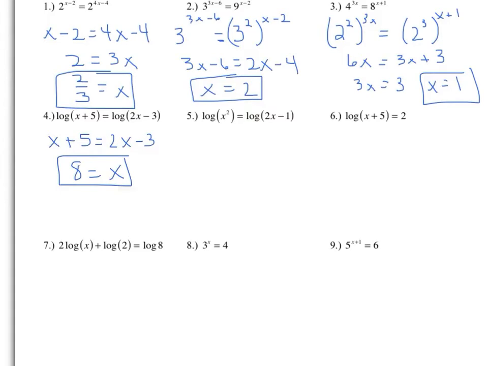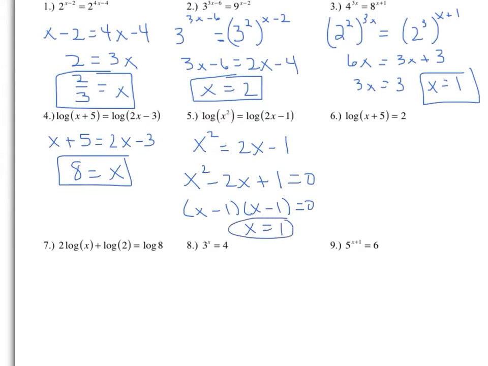For number 5, pretty similar. They both have a log base 10, so it'll be x squared equals 2x minus 1. Now this one is quadratic, so we're going to go ahead and subtract everything over, add the 1. So we have it set equal to 0, so we can factor it or use the quadratic formula. So you have x squared minus 2x plus 1. And this one is factorable. x minus 1 and x minus 1. So we have an x value of 1.